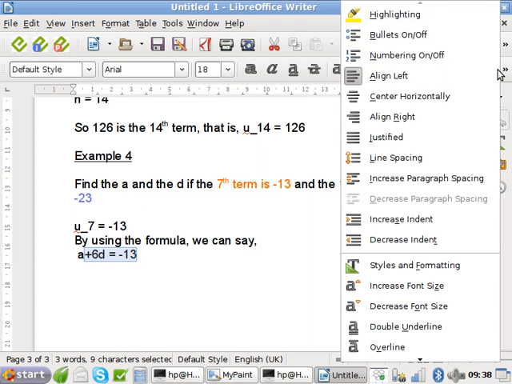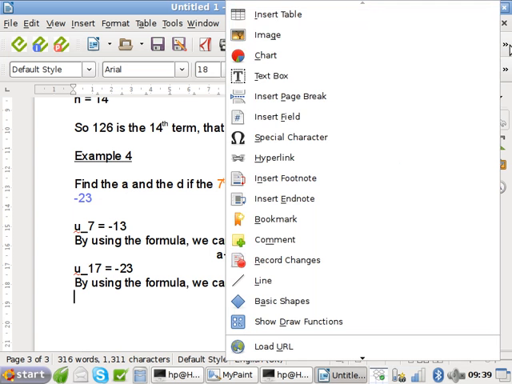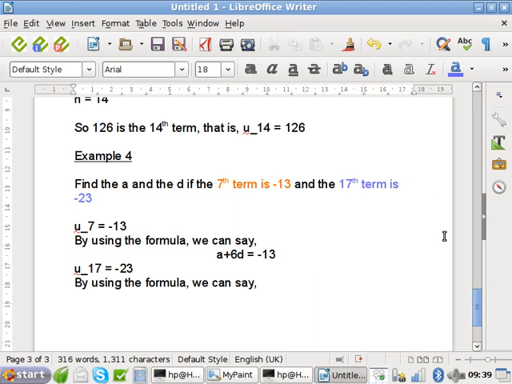Let me put that in the center. Now, the formula for U17, the 17th term, is minus 23. Again, by using the formula, what would it be in this case? A plus 16D equals minus 23.